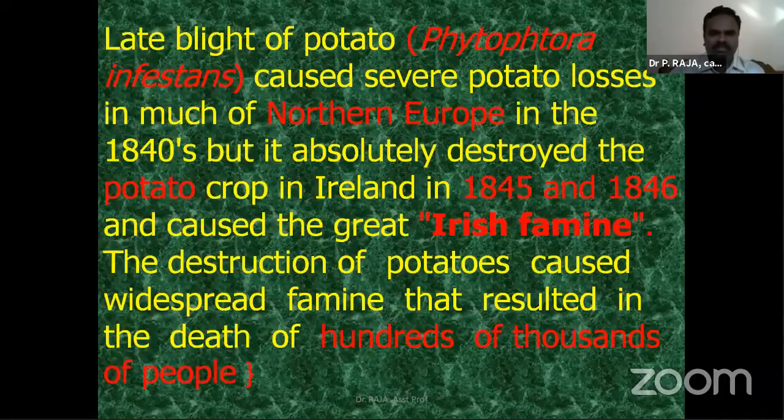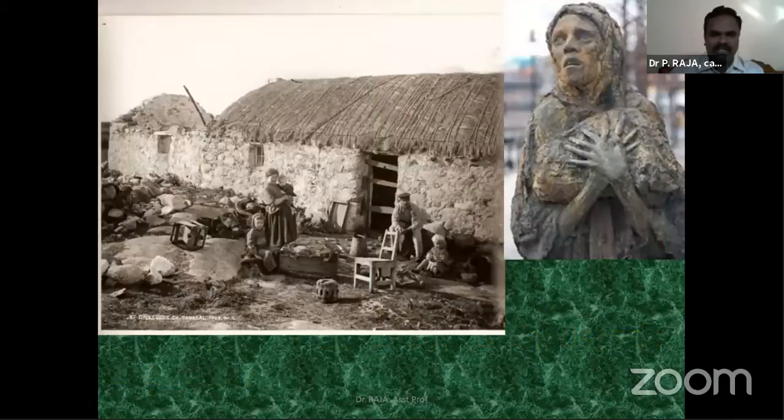Late blight of potato is caused by Phytophthora infestans and caused severe potato losses. It is evident that the farmers started growing this crop year after year. There was an enormous pathogen buildup on the ground, and it caused this outbreak of disease in 1845 and 46, due to which hundreds of thousands of people migrated to other places, particularly the USA, and many people died. And these are the pictures. You can see the migration, death, and starvation in Ireland.